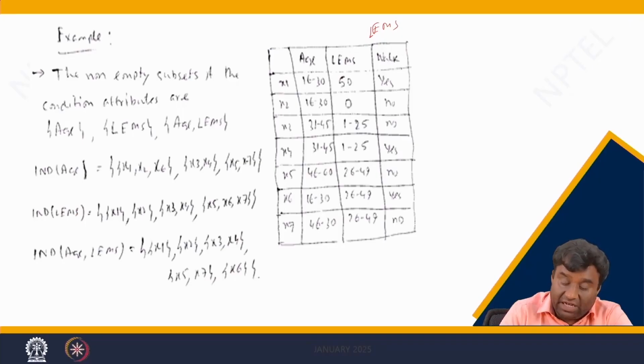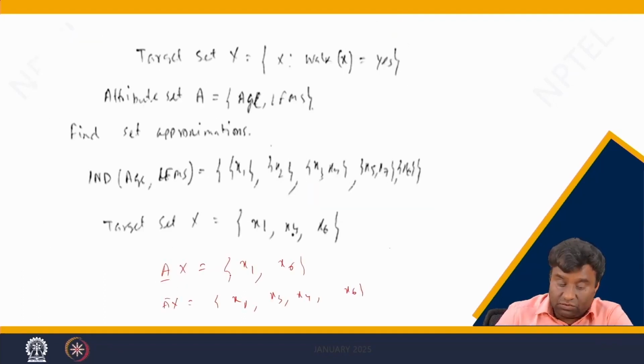Indiscernibility relation of LEMS: x1, x2, then x3, x4, x5, x6, x7. Indiscernibility relation of age and LEMS. Try to understand these are unique. So that is x1, x2; x3, x4 are the same, and x6 is different; x5, x7 are the same thing. So here the target set X equals walk yes.